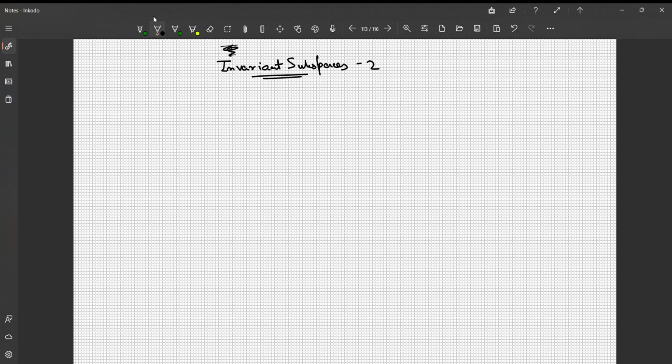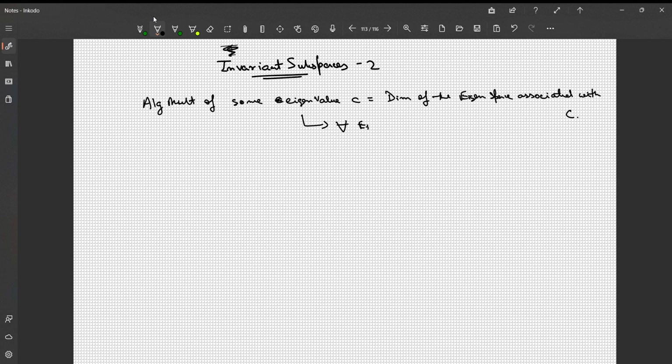In other words, we have that the algebraic multiplicity of some eigenvalue C must be equal to the dimension of the eigenspace associated with the eigenvalue C, right? So this must be taking place for all eigenvalues C.